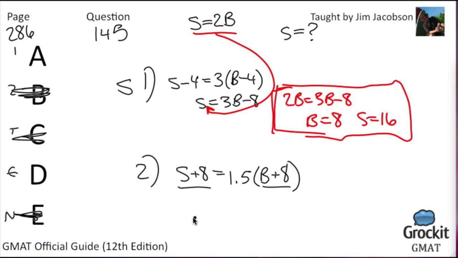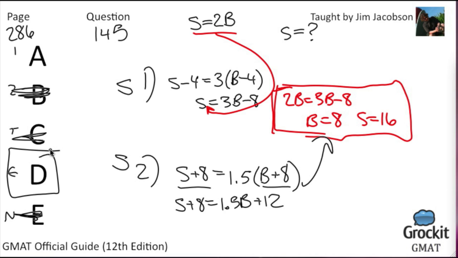This one comes out to be the same thing. We would multiply all of this out. It would be S plus 8 equals 1.5 times B plus 12, and then, again, we can substitute S equals 2B. We get it down to a single variable, and we would be able to solve for B, which would turn out to be the same thing because these problems are internally consistent. So it is either statement that is sufficient, and answer choice D is the one that's correct. Again, with two variables, you need two distinct equations when you need to solve for a single one of the variables.